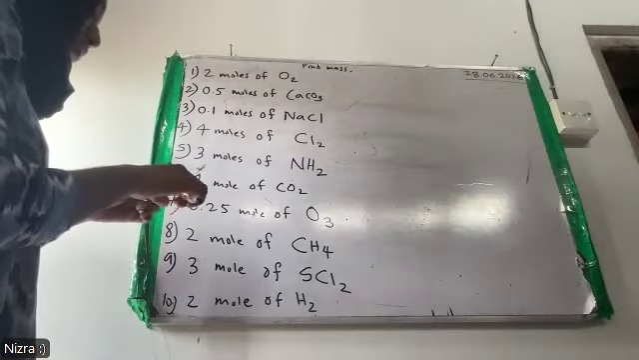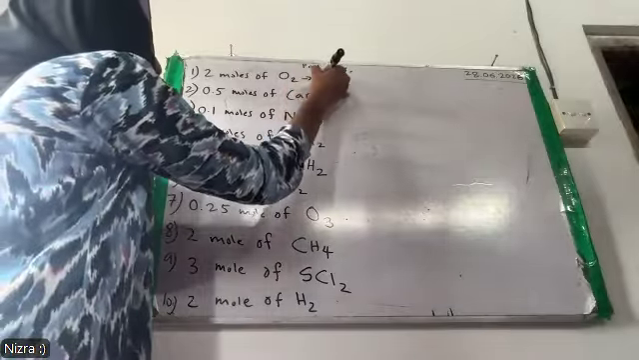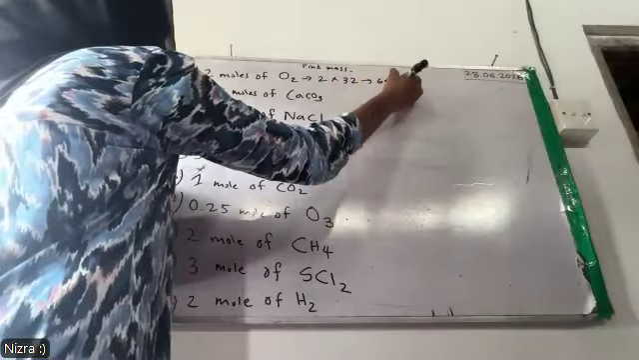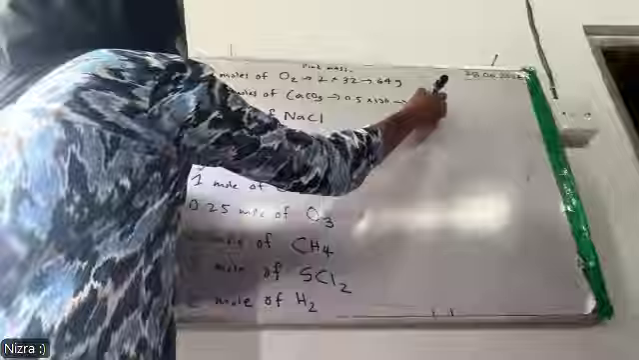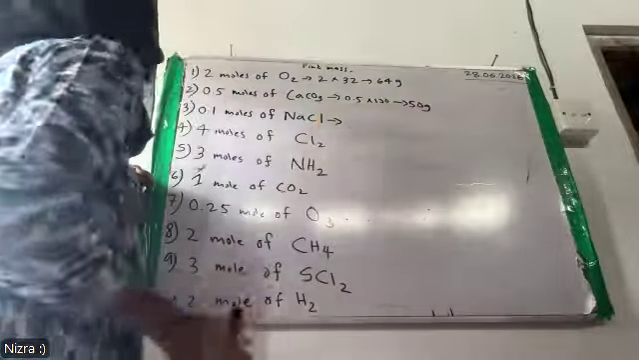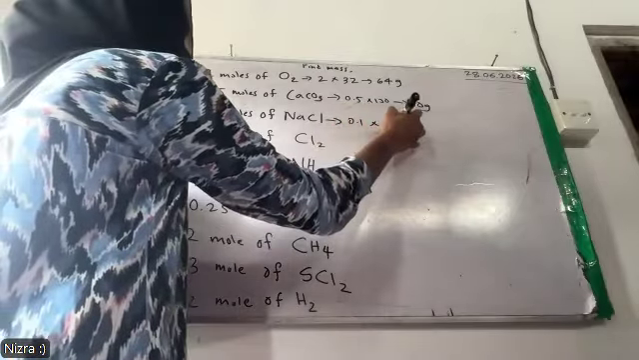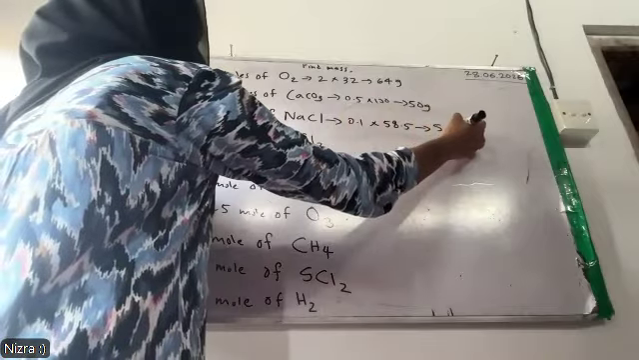So first one is 2 moles of oxygen. So here 2 has to be multiplied by 32. You should get 64 grams. Here 0.5 into 100. You should get 50 grams. Here it is 0.1 multiplied by 58.5. So you should get 5.85 grams.